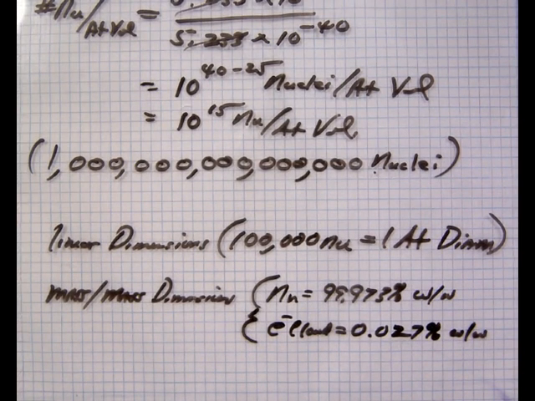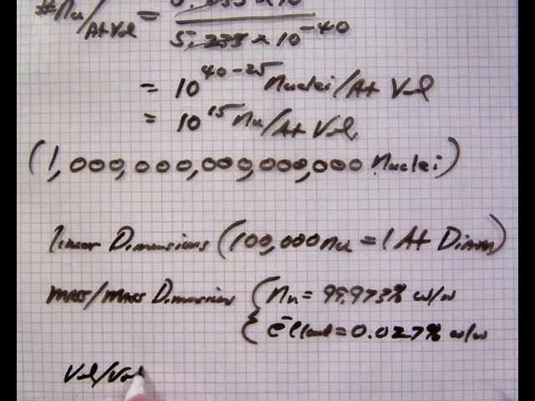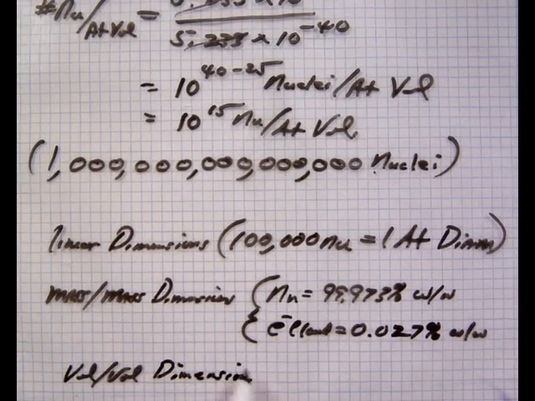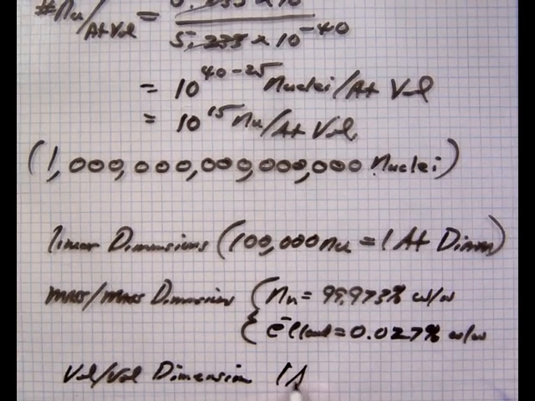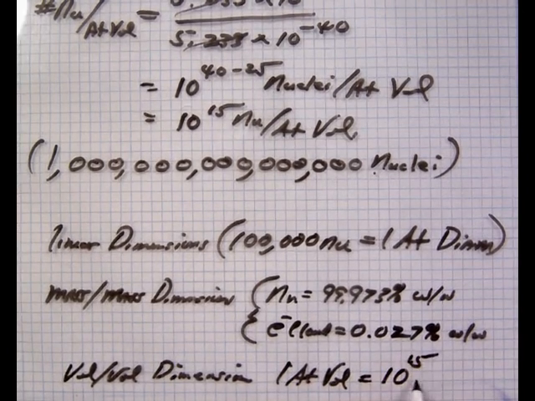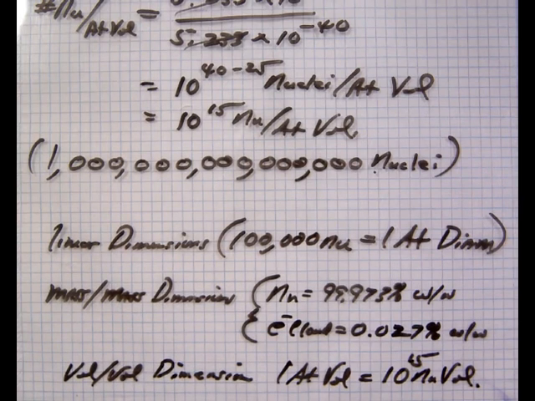So these are classic numbers that you use for whatever reason you find yourself describing what the atom looks like. And volume relationships: 1 atomic volume equals 10 to the 15th nuclear volumes. So that's the extent of what I wanted to go through in the Rutherford model.